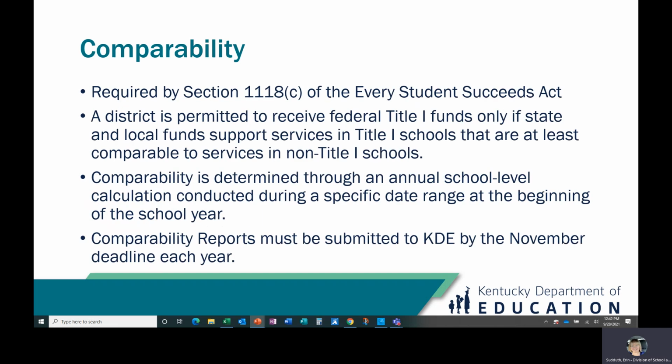Comparability is required by Section 1118C of the Every Student Succeeds Act. A district is permitted to receive federal Title I funds only if state and local funds support services in Title I schools that are at least comparable to services in non-Title I schools. Comparability is determined through an annual school-level calculation conducted at the beginning of the school year. Comparability reports must be submitted to KDE by the November deadline each year.